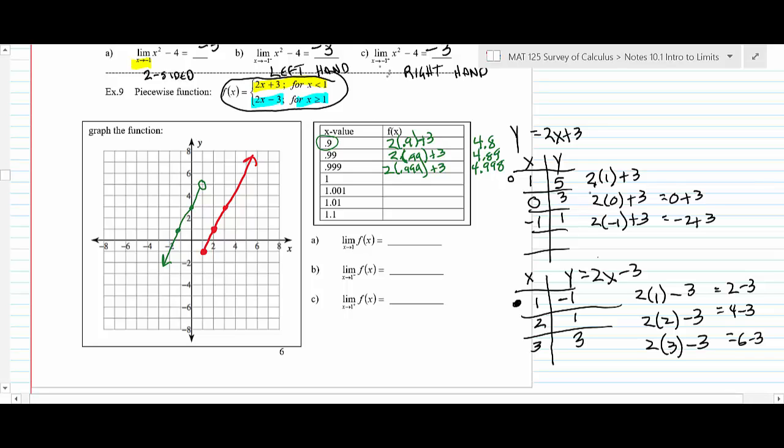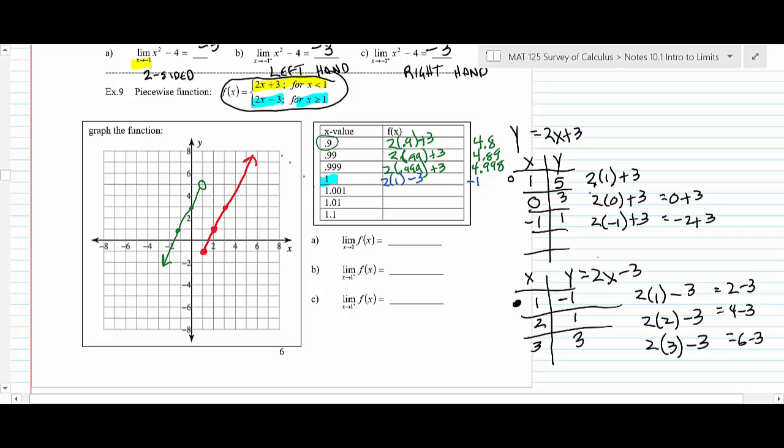Now here's the thing. If x is 1, you've got to be careful about this. If x is 1, where do you plug in? Do you plug into the top function or the bottom one? If it's equal to 1, now you jump down here, don't you? Okay, so the idea with this one is you have to do 2 times 1 minus 3, which is actually negative 1. Okay, so it goes there. There's a big jump in the graph right there.